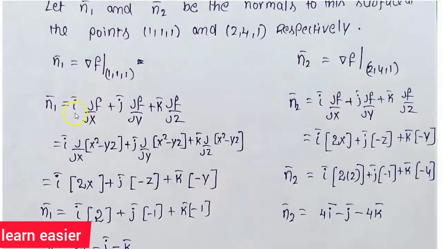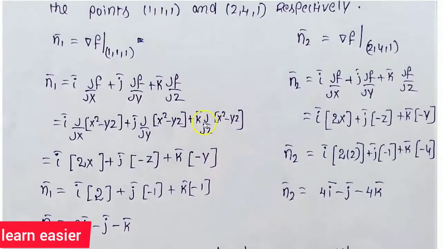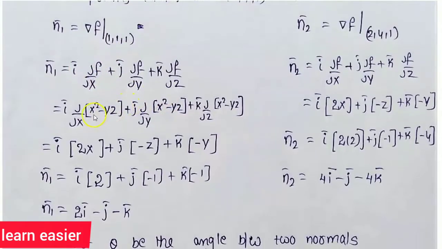So n1 bar is equal to i bar into dou f by dou x plus j bar into dou f by dou y plus k bar into dou f by dou z. So this is the del f. What is the function? x square minus yz, and here also x square minus yz, and here also x square minus yz. So we substitute the function f in this equation, and now we have to find the partial derivative of f with respect to x.